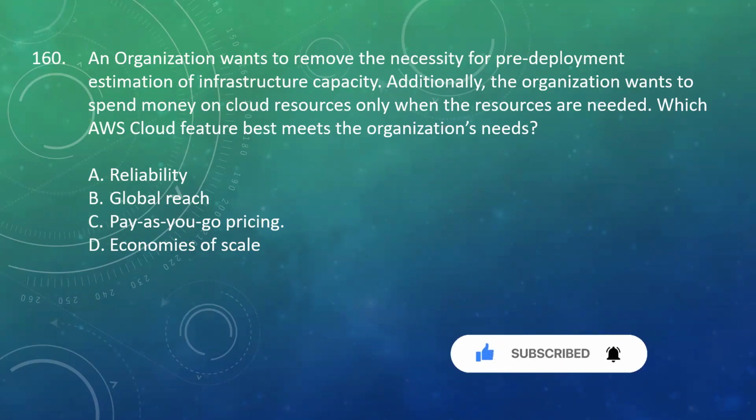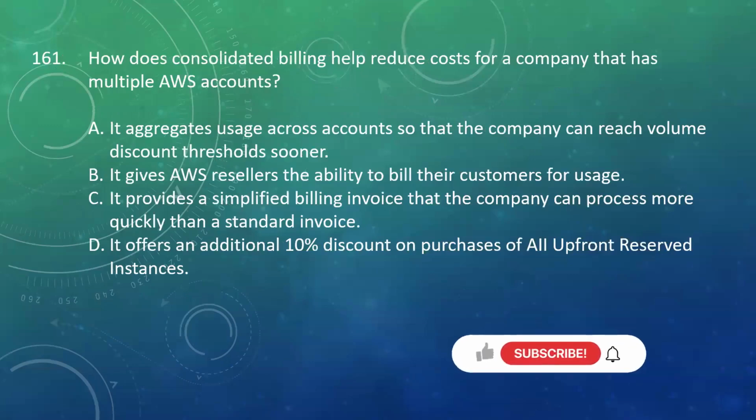Now, the cloud feature that best meets the organization's need of removing the necessity for pre-deployment estimation of infrastructure capacity and spending money on cloud resources only when needed is pay-as-you-go pricing. With pay-as-you-go pricing, the organization can dynamically scale its infrastructure up or down based on demand without the need for upfront estimation. It allows the organization to spend money on cloud resources only when they are utilized. So basically, they are charged for the actual usage duration and resource consumption, which is what is pay-as-you-go pricing.